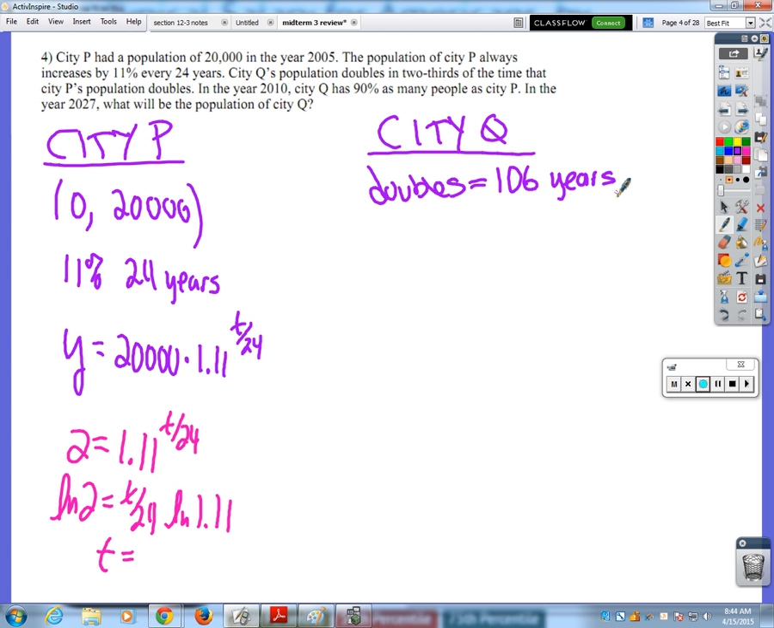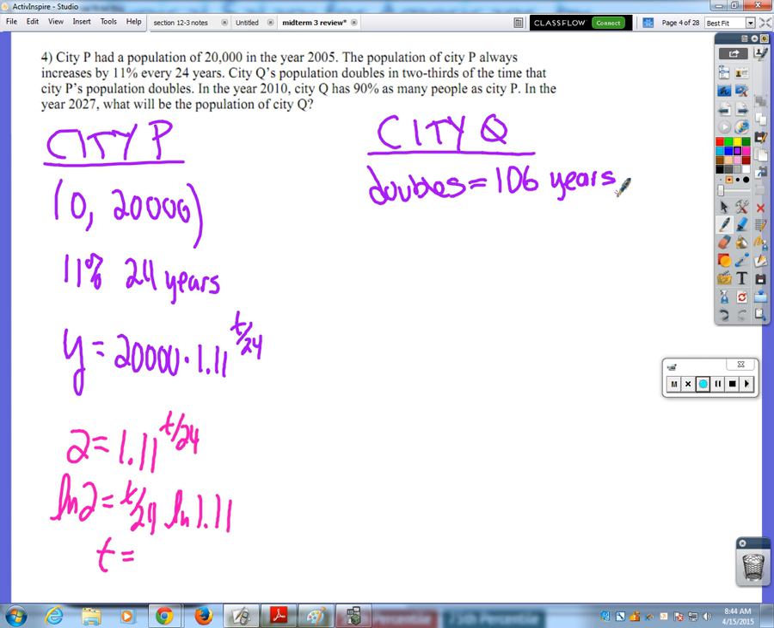Okay, boy, this is a pain. In the year 2010, city Q has 90% as many people as city P. So we gotta figure out how many people city P has in 2010, right? So how do you do that? How do you figure out how many people city P has in 2010?